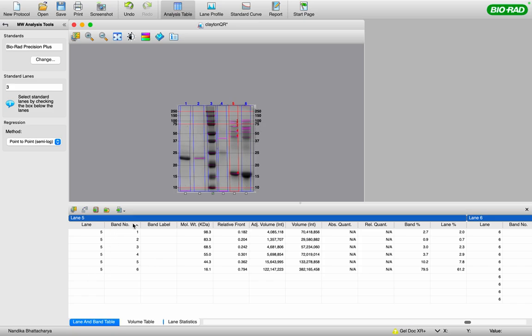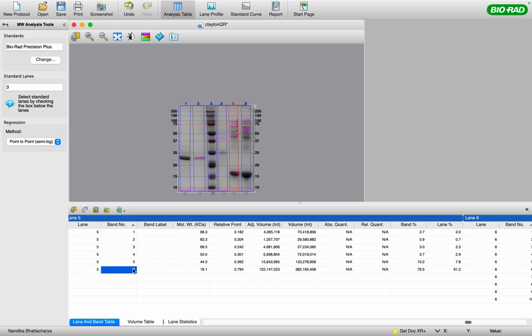So if we go to band number 6, it's detected at a molecular weight of 16.1 kilodaltons. Based on this, it would seem sensible. 15 is here, so it should be near 15. So it's about 16 kilodaltons.